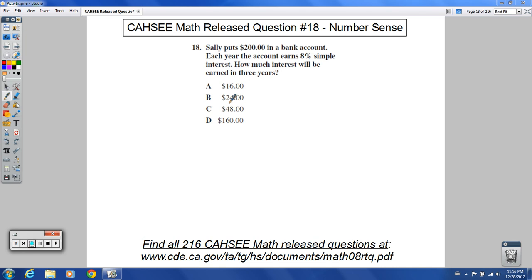This is release question number 18 for CAHSEE Math. Number 18 says that Sally puts $200 in a bank account. Each year the account earns 8% simple interest. How much interest will be earned in 3 years?